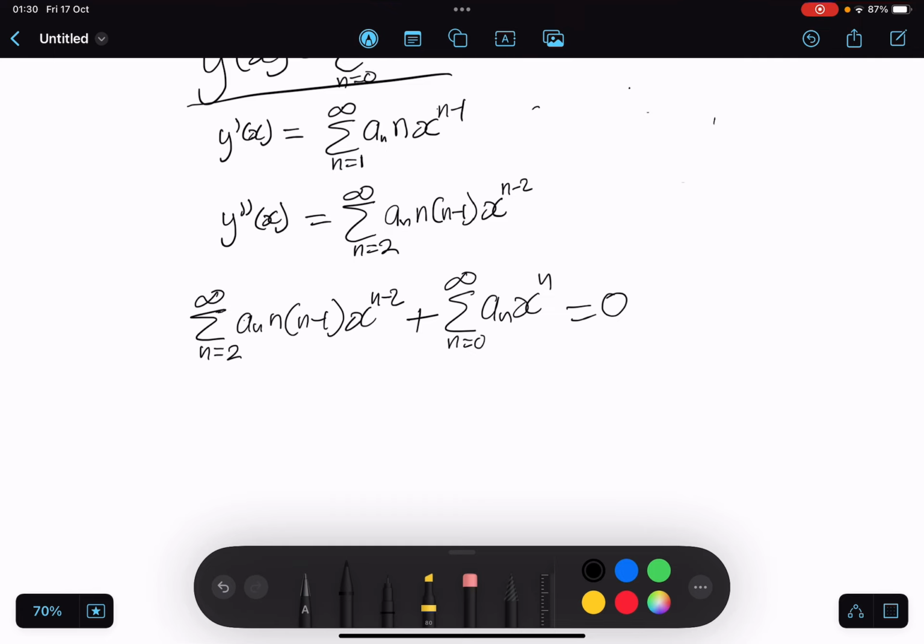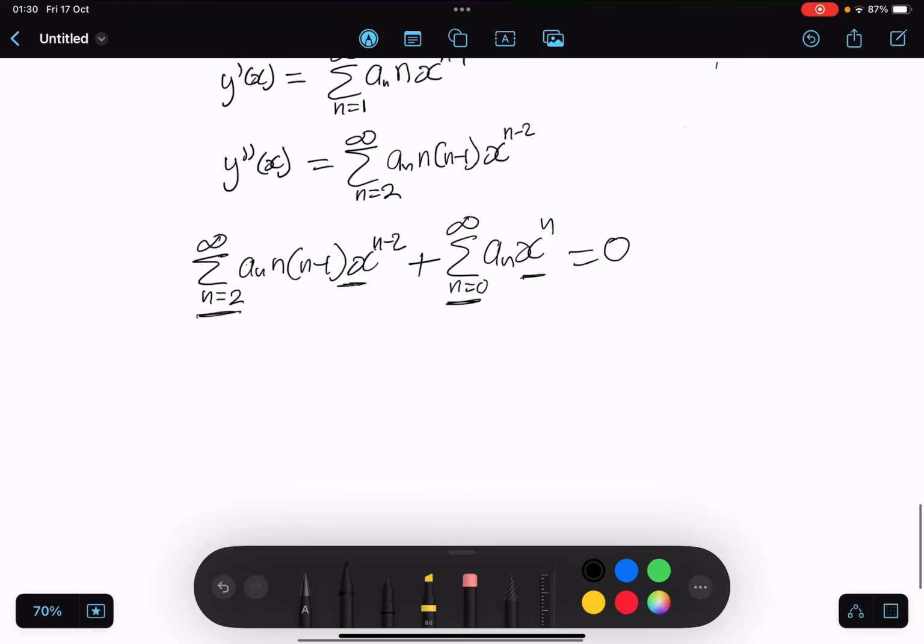First of all, you can see that this series starts from n equals 2. This one starts from n equals 0, and also the power of x is different. This one is n minus 2, this one is n. So in order for you to work this out, you need to make sure that the exponent of x is the same for both series. How do you make sure of that?